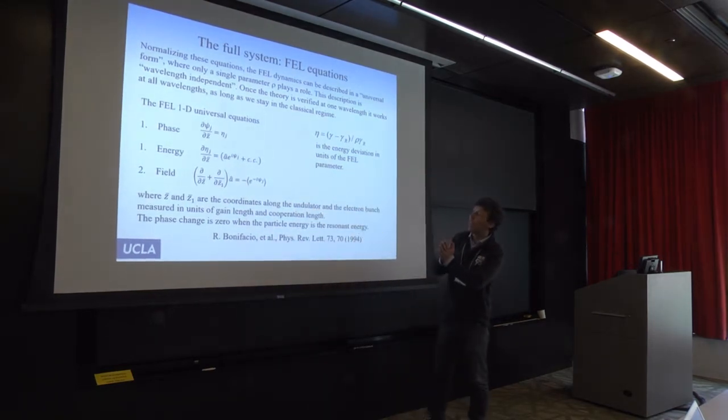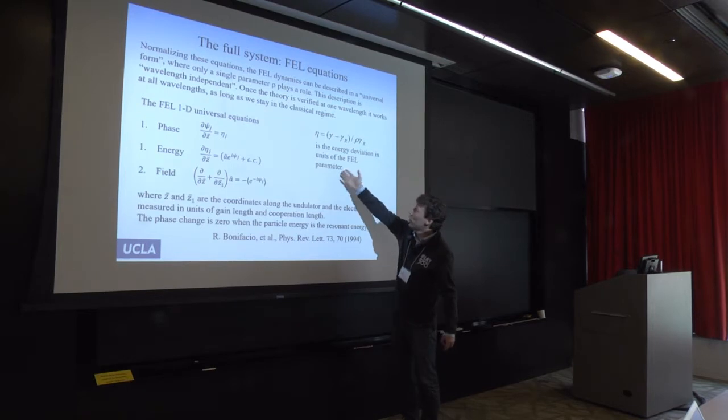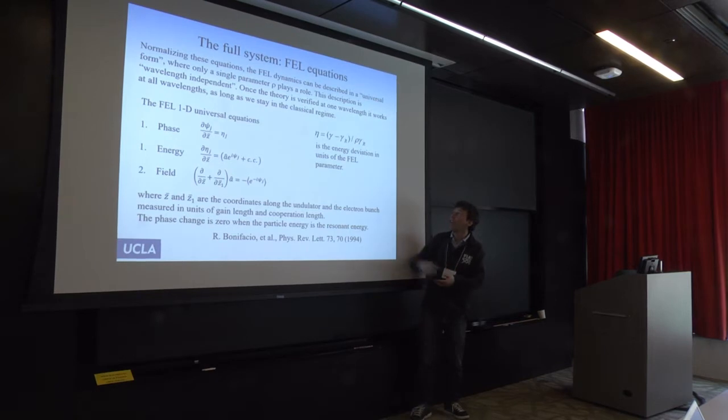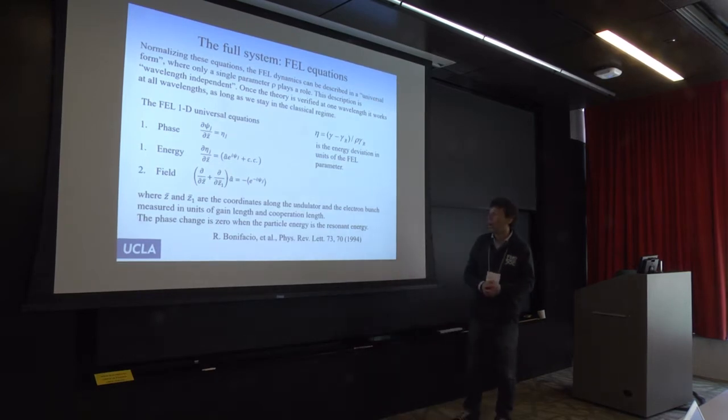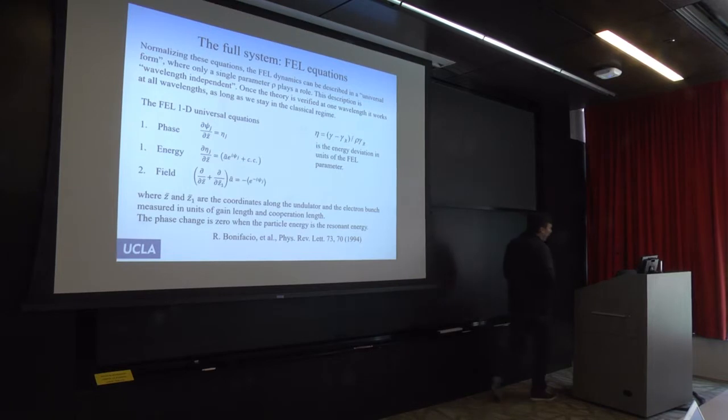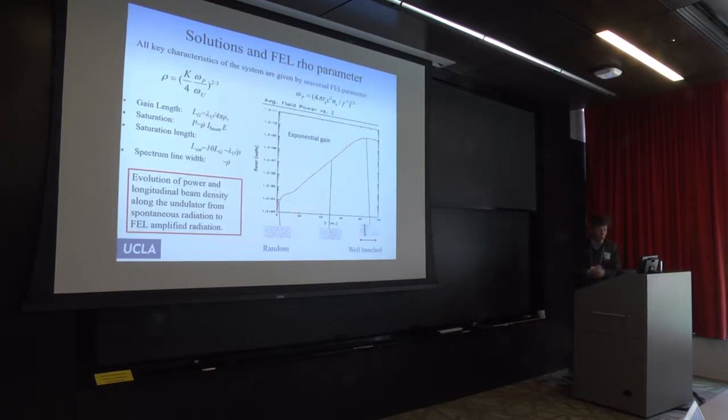Now, of course, these equations are written in normalized variables. It was found early in the development of the theory that you can normalize all the variables, so this entire system only depends on one single parameter, which is the FEL Rho parameter. For example, you can normalize the energy of each particle as the deviation from the resonant energy in units of this Rho parameter. What is this Rho parameter? It tells you basically the solution. Of course, if you linearize the system, it's an exponential gain.